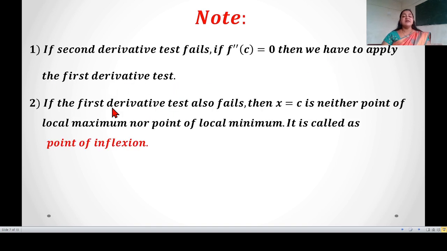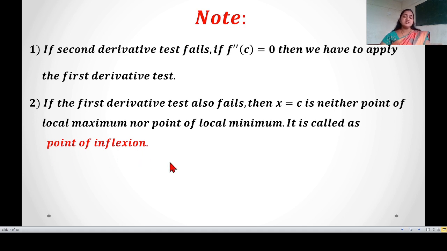And next, if the first derivative test also fails, then x is equal to c is neither a point of local maxima nor a point of local minima. So it is called a point of inflection. So when your first derivative test has also failed, then x is equal to c is called a point of inflection. So this is a very important note for CET.